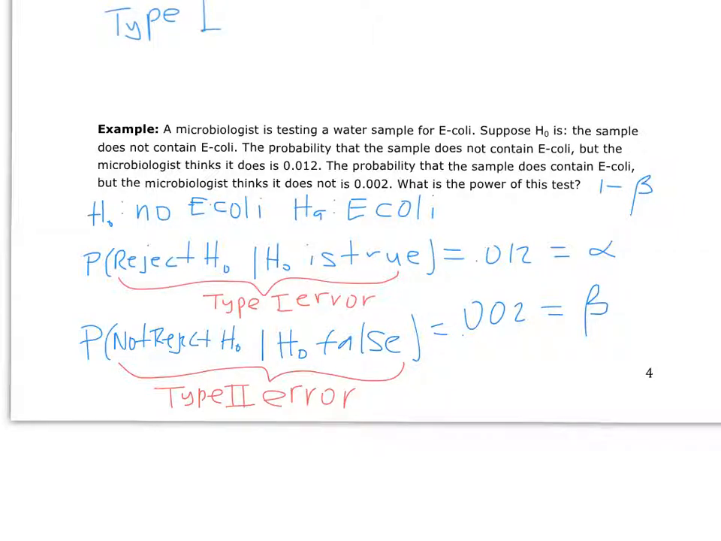Now we can get to the power of the test. So the power will be 1 minus beta, which is 0.998.